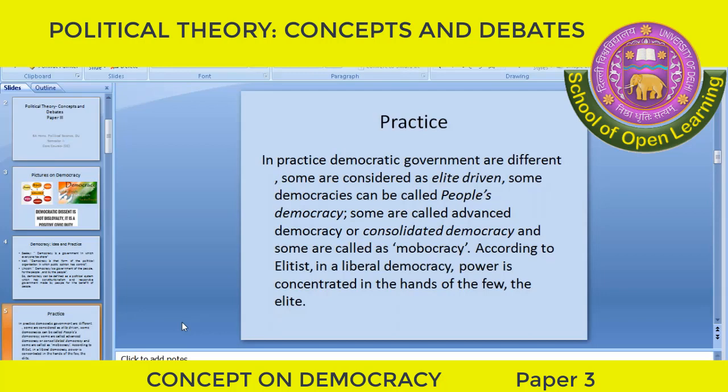You can visualize the idea of direct democracy, maybe deliberative democracy, at the panchayat level. For example, at the panchayat level, we come together, we discuss, we debate, and we try to solve our own problems and bring new solutions.